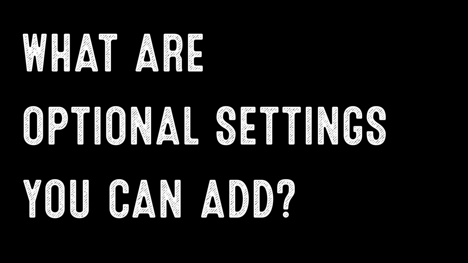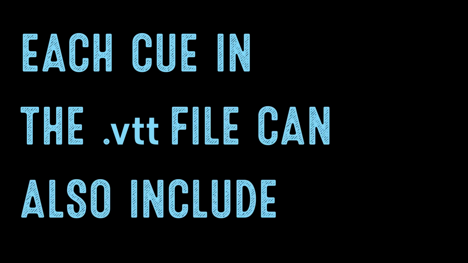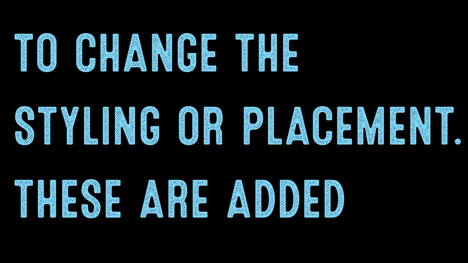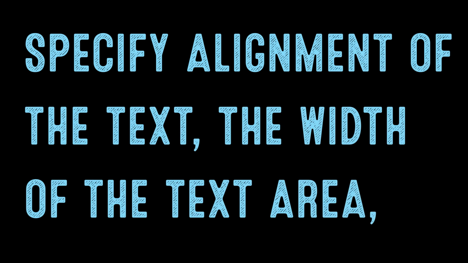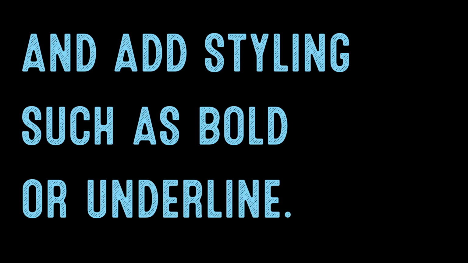What are optional settings you can add? Each cue in the VTT file can also include optional settings such as direction to change the styling or placement. These are added to the right of the cue timecode. For example, you can specify alignment of the text, the width of the text area, and add styling such as bold or underline.